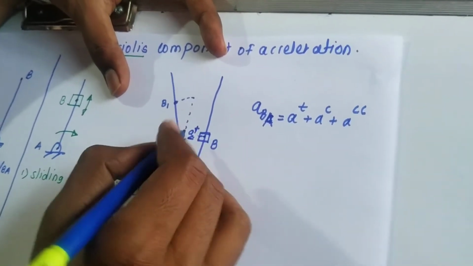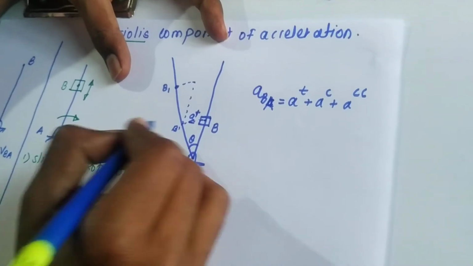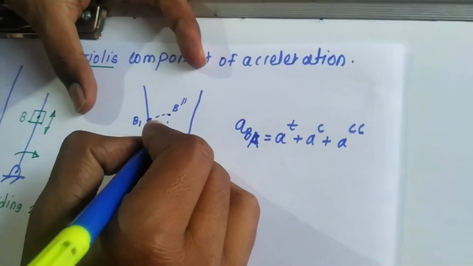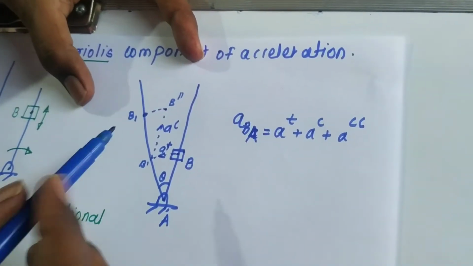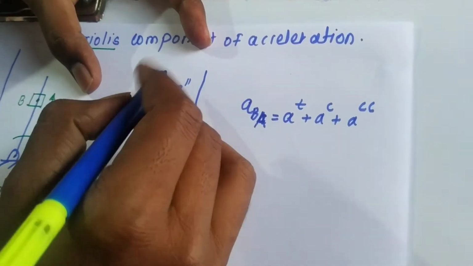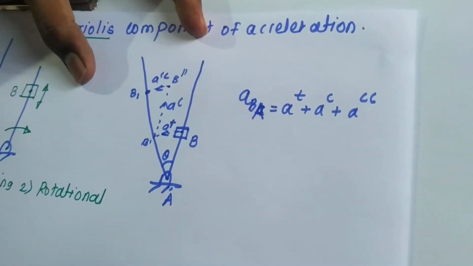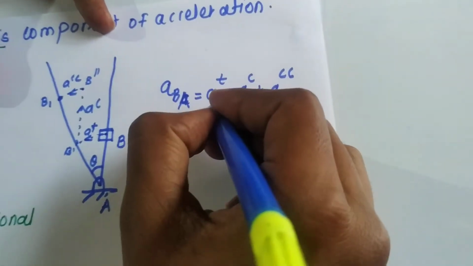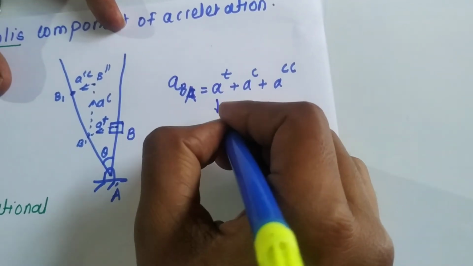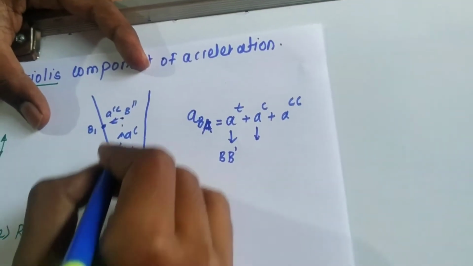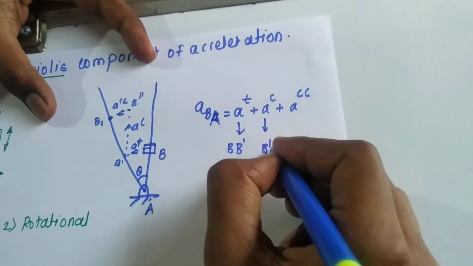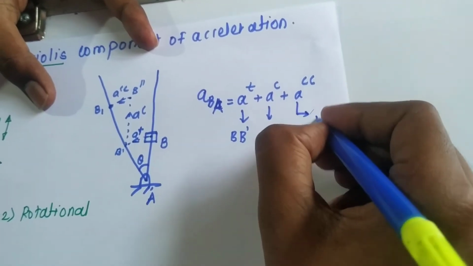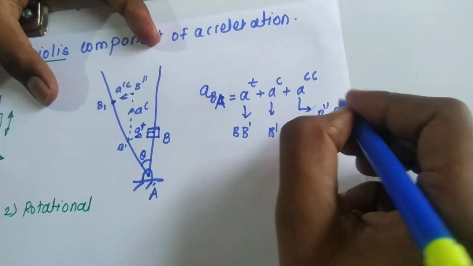Let's say that the intermediate link point is B dash. It moves from B dash to B double dash due to centripetal acceleration, and finally from B double dash to B1 due to the Coriolis component of acceleration. So the motion is from B to B dash due to tangential, B dash to B double dash due to centripetal, and finally from B double dash to B1 due to the Coriolis component.